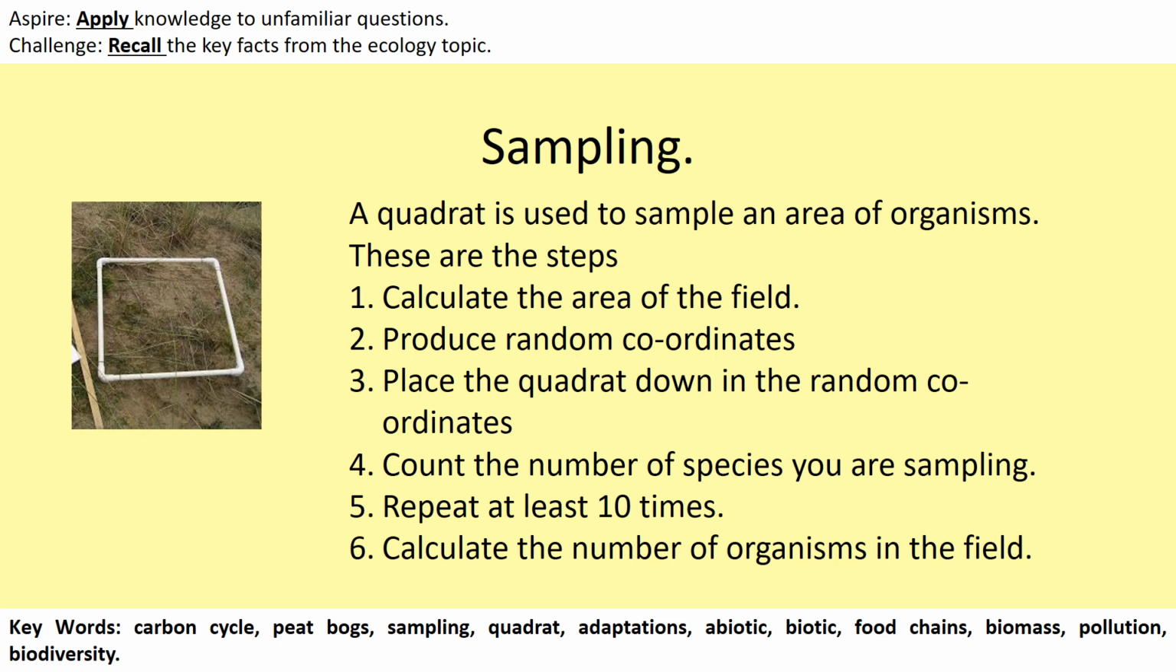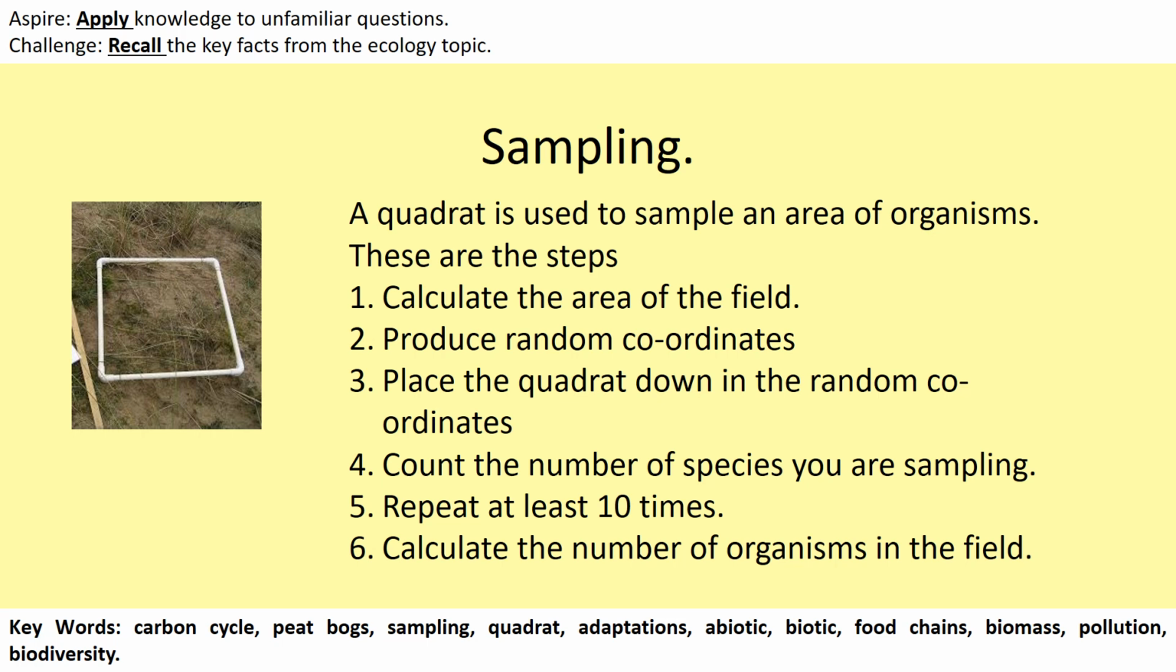The key bit of information is that you have to use a quadrat for sampling. That is the square grid there on the picture. And it's usually either half a meter by half a meter. So you get this area that you can then sample in. Now, these are the steps. This will get you 6 marks in the exam. Sometimes it's a 4-mark question.